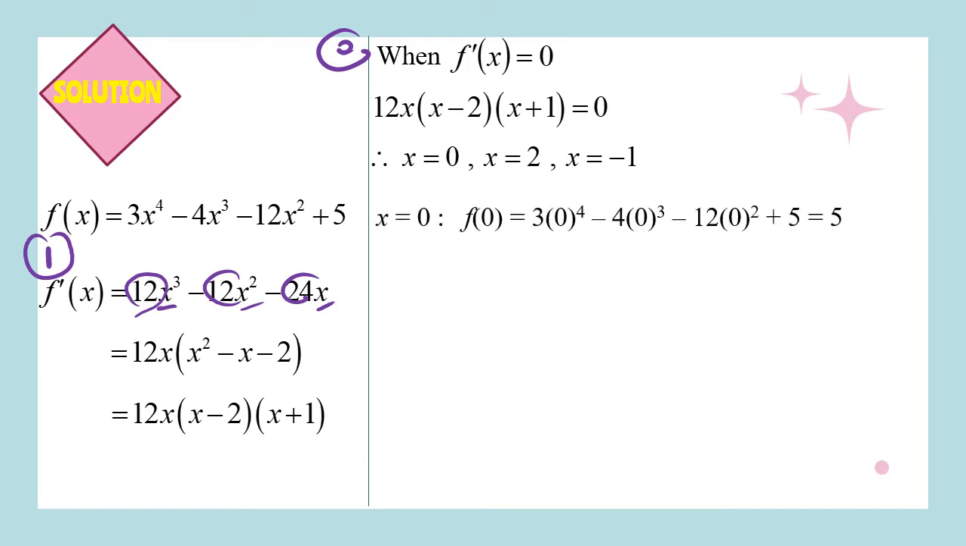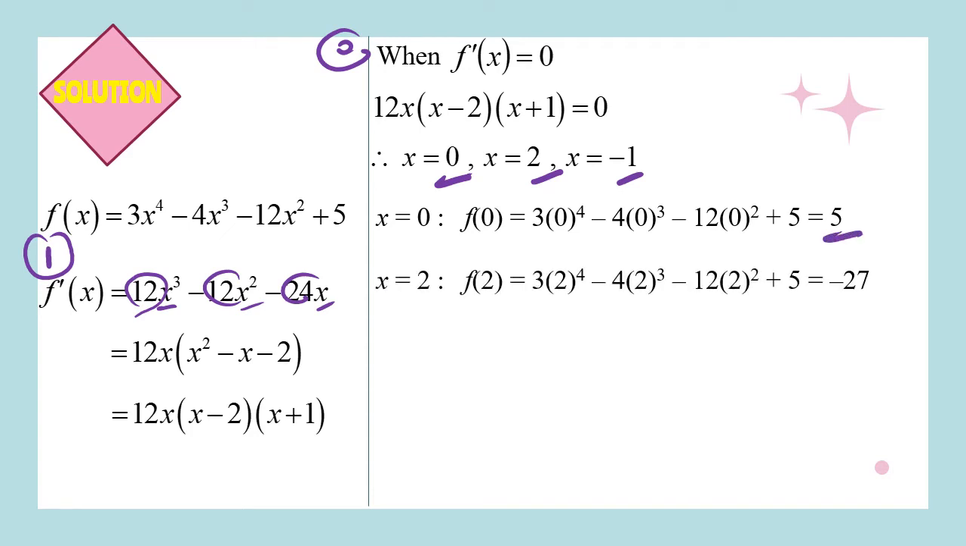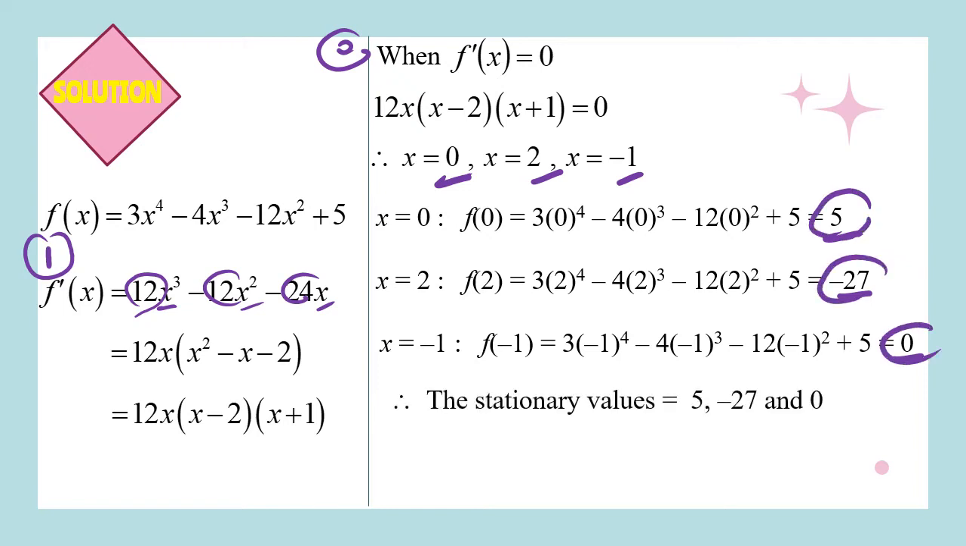Okay, so to find the critical values, we have to substitute every value of x we found. So for x equal to 0, what is f(0)? Substitute the value into the original function, we get 5. And then for x equal to 2, we get negative 27. For x equal to negative 1, we get 0. So what are the stationary values? We have the values 5, negative 27 and 0. So we need to give the answer as the stationary values equal to 5, negative 27 and 0.